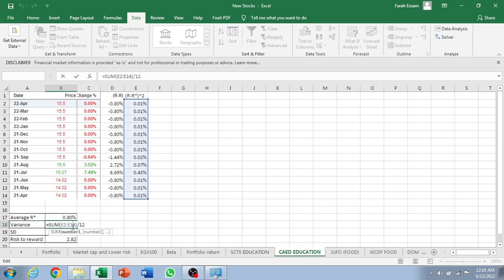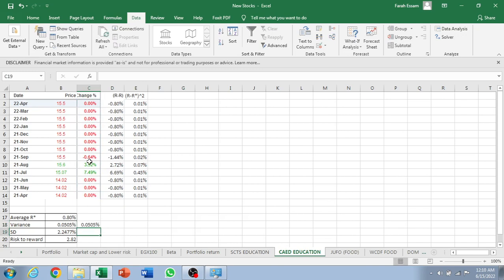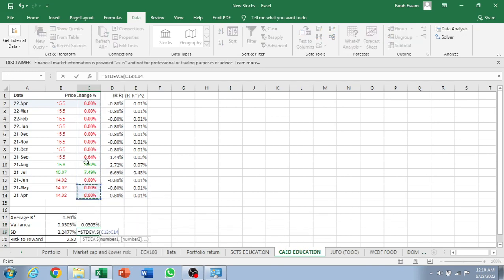And after getting the variance, I just put it under the square root to get the standard deviation. And as for the risk to reward ratio, I just divided the standard deviation by the average return. The second way is much simpler and easier and saves a lot of time, which is using the Excel function for variance, VAR.S, and then putting in the sample. And as for the standard deviation, STDEV.S and then putting in the same sample. And as you see here, we've got exactly the same numbers.